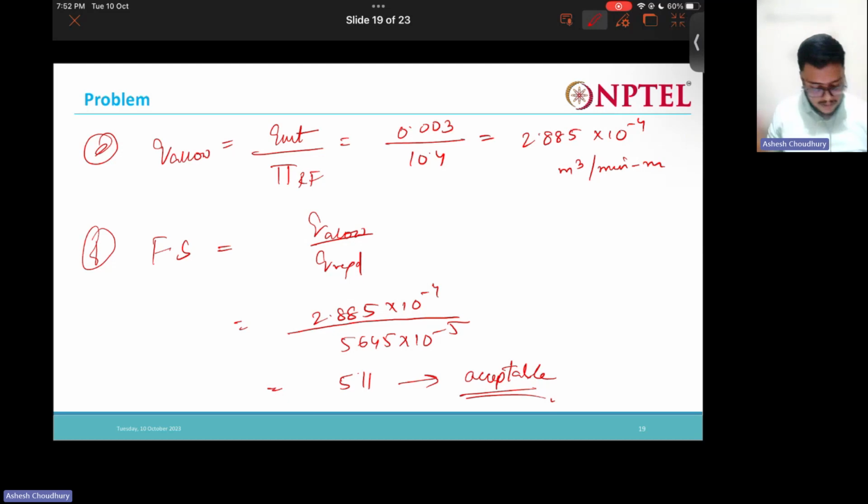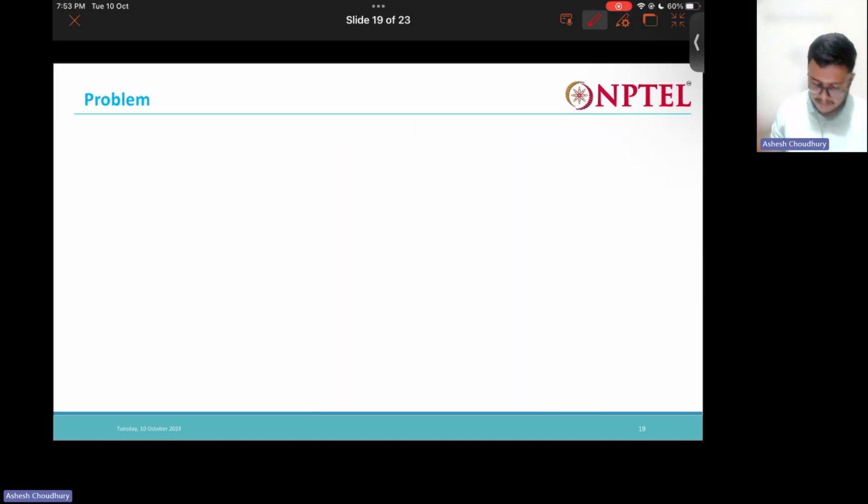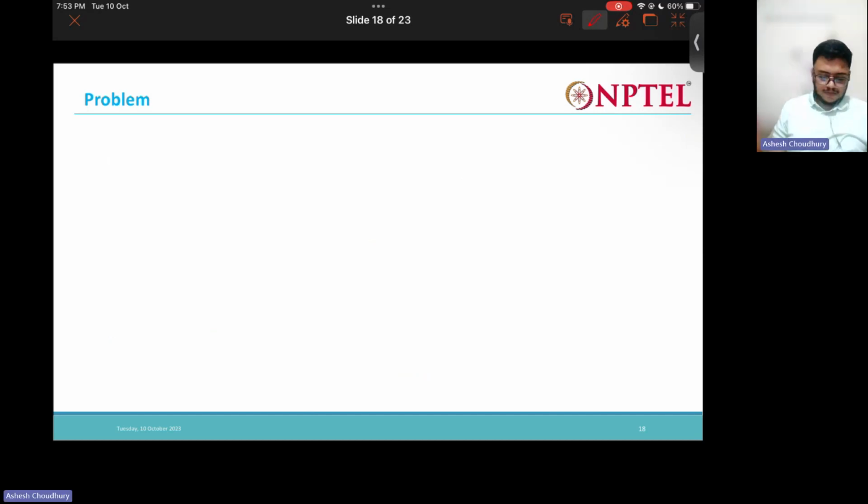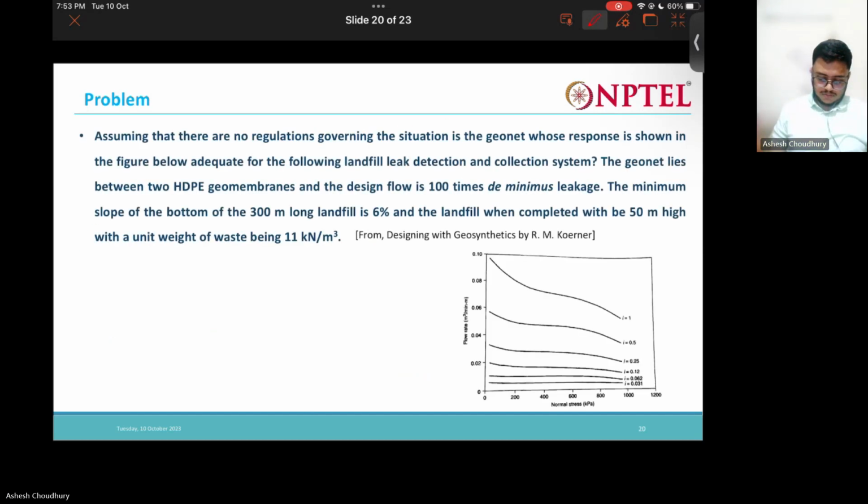Okay, so I hope this was clear. Quite an easy, simple problem. First, find out the required flow, then the allowable flow. Just divide them, we get the final factor of safety. Now, next problem.